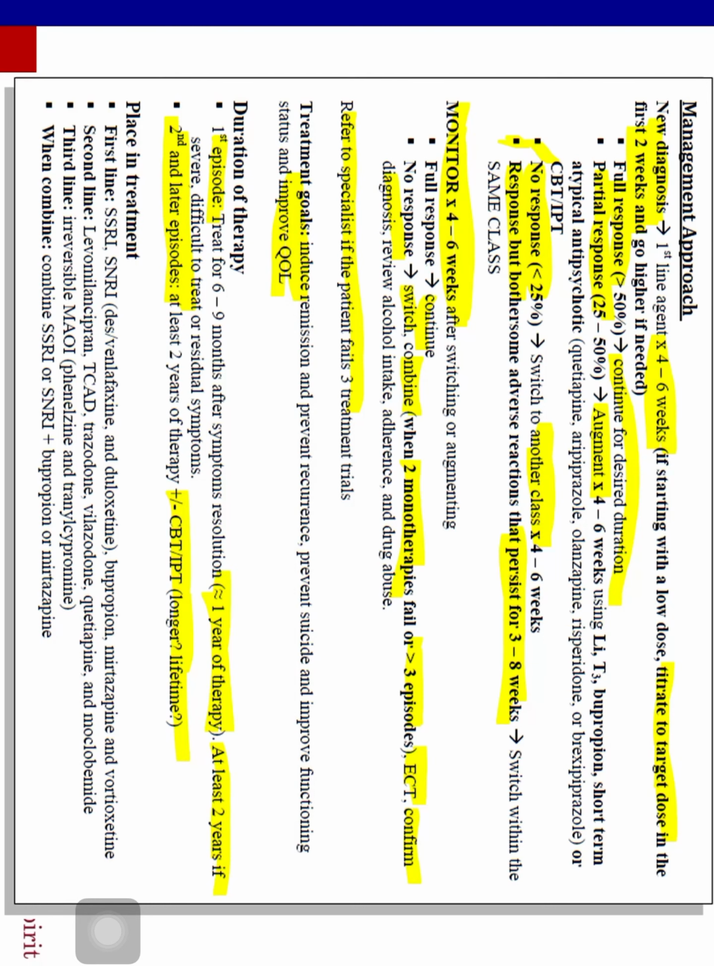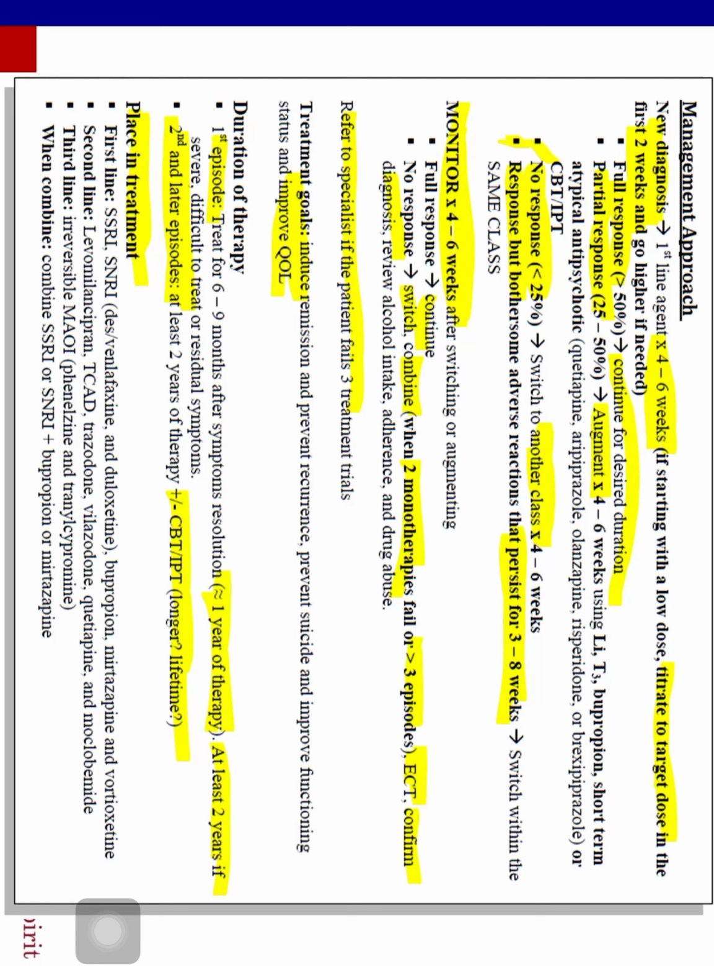After that, we do have a summary here of first, second, third line agents. So first line includes SSRI, SNRI, bupropion, mirtazapine, and vortioxetine. Second line includes some new agents like levomilnacipran, and some classical agents like tricyclic antidepressants, trazodone, vilazodone, quetiapine, and moclobemide. Third line agents include irreversible MAO inhibitors, phenelzine, and tranylcypromine.